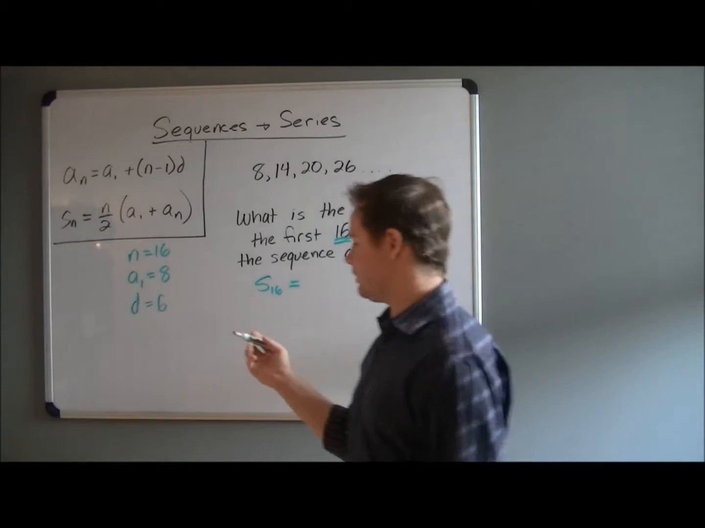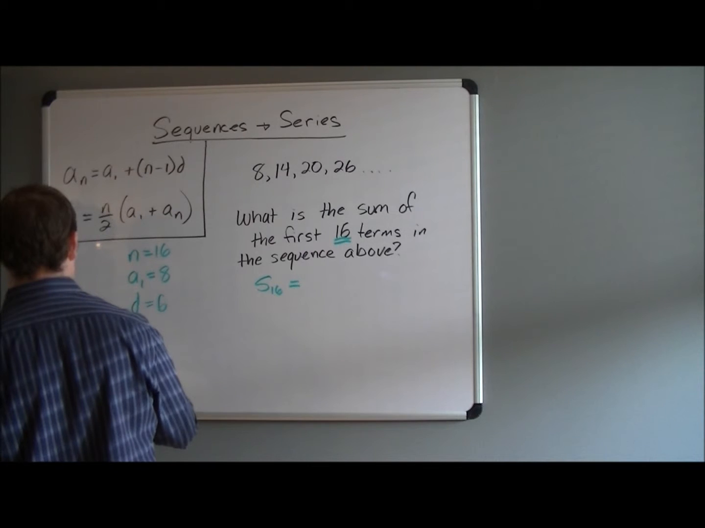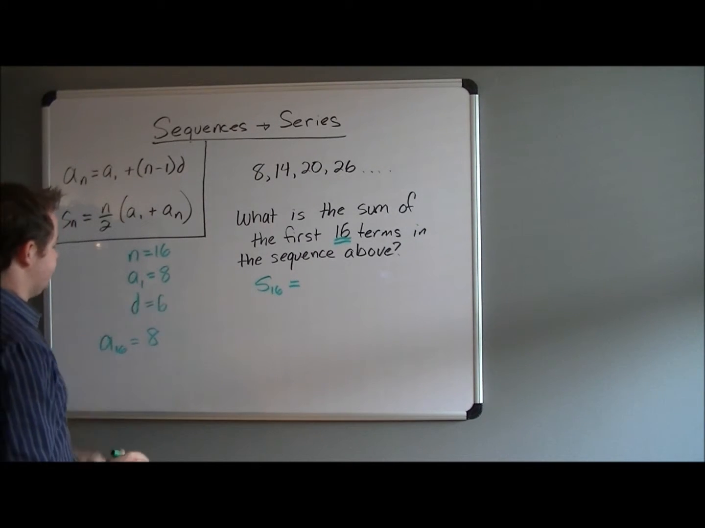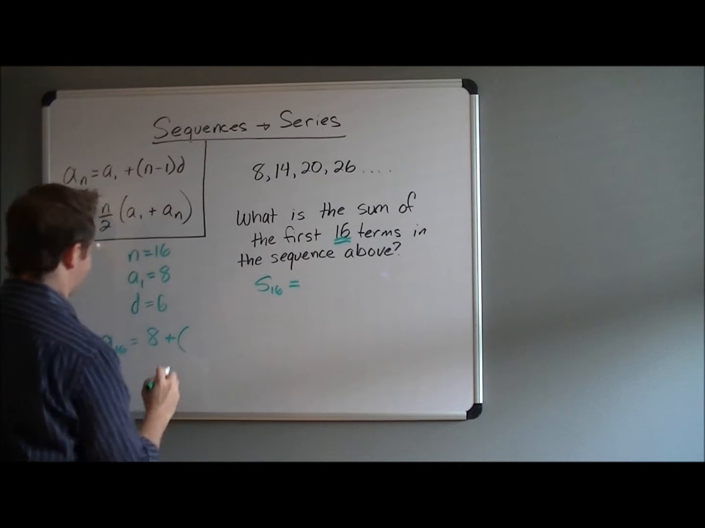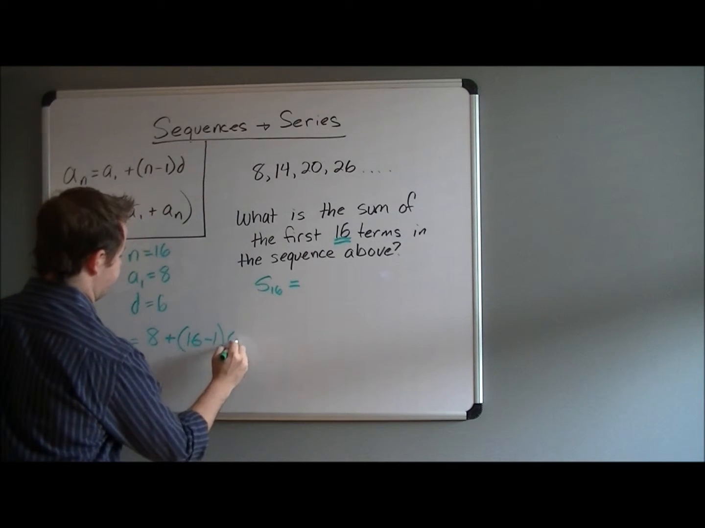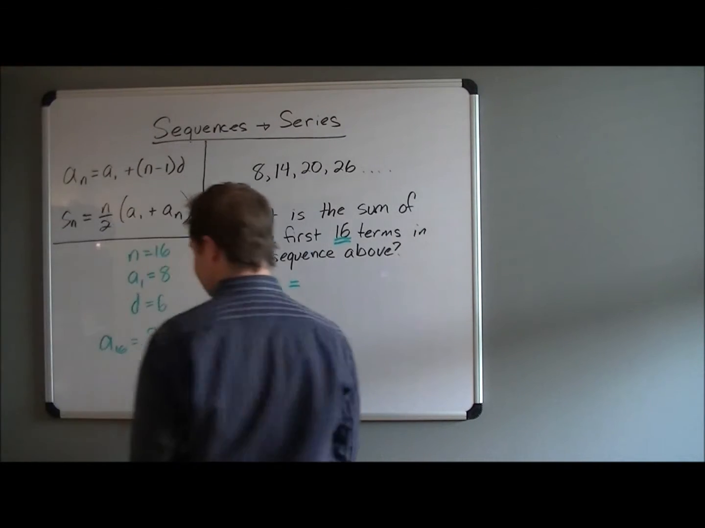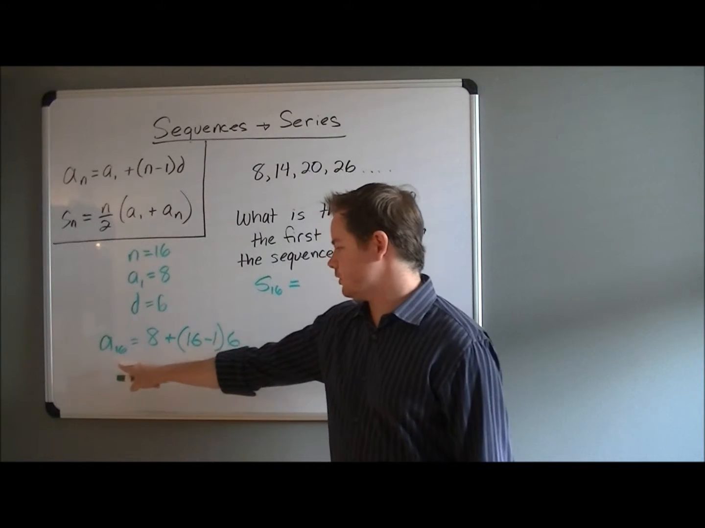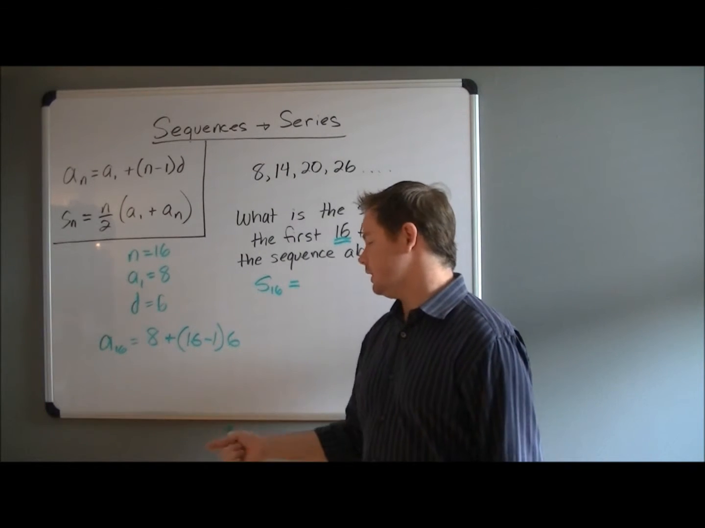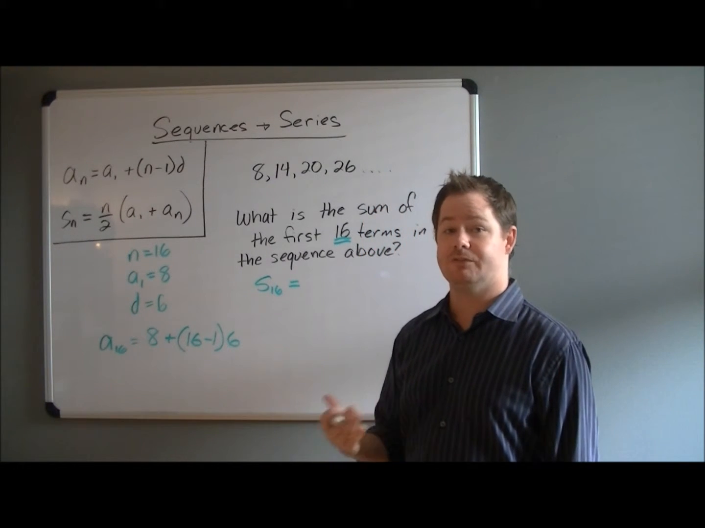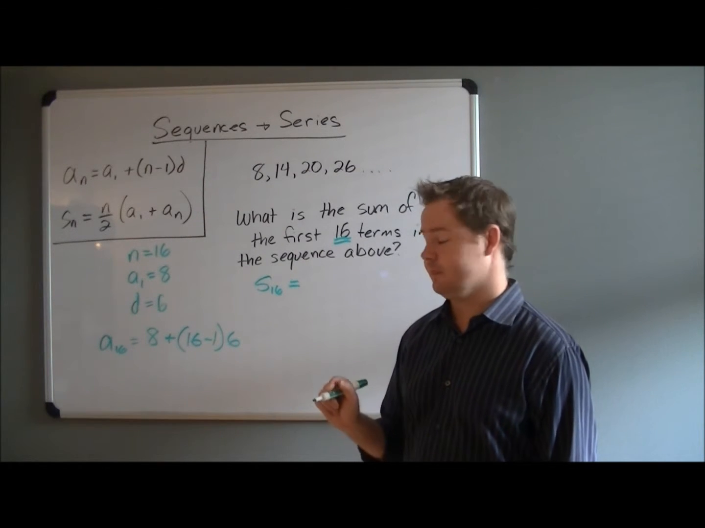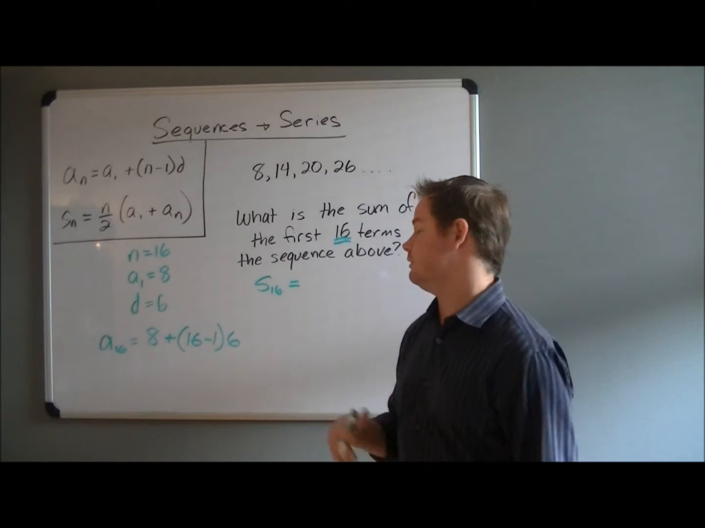Starting with the formula on top to find that 16th term, we plug in 8 for a sub 1, we plug in 16 for n, and we plug in 6 for d. So this formula for our 16th term will be 8 plus, in parentheses, 16 minus 1 times 6. And to do the math on that, 16 minus 1 gives us 15. And 15 times 6, can anyone try that in their heads? So if you said 90, that's correct.